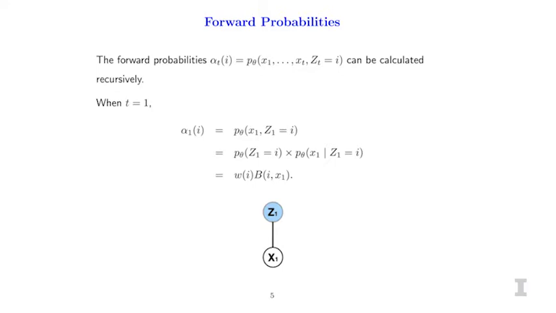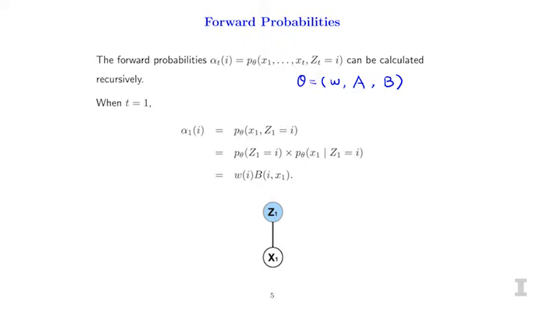So let's talk about the forward probability. And we're going to show you how to compute the forward probability recursively. Here we assume we know the hidden Markov model parameter theta, which involves the initial distribution for Z1, W, the transition probability A, which describes the distribution among the Z's, and also the emission probability B, which describes the distribution between Z and X.